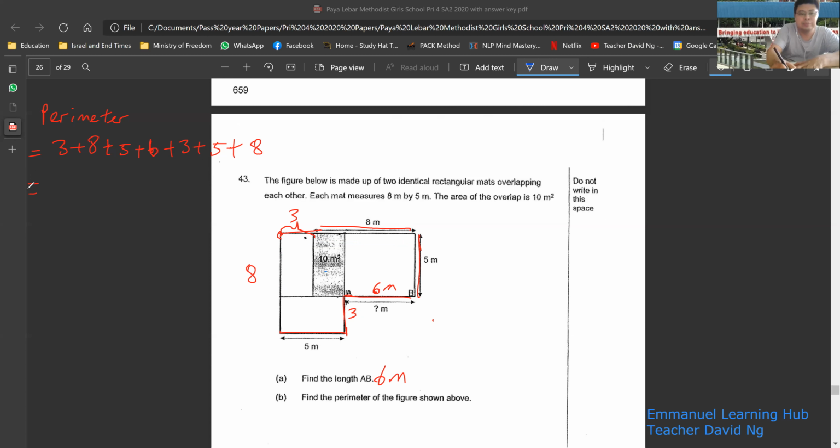Now you add one by one. 3 plus 8 is how many? 3 plus 8 is 11. Plus 5, 16. 16 plus 6 is 22. 22 plus 3, 25. Then plus 5, 30. Then plus 8, 38. That's the answer. That's the perimeter.